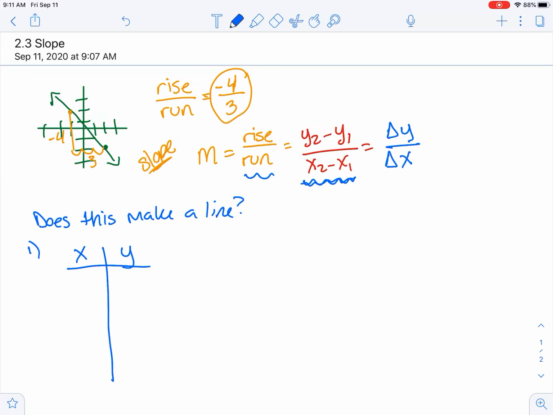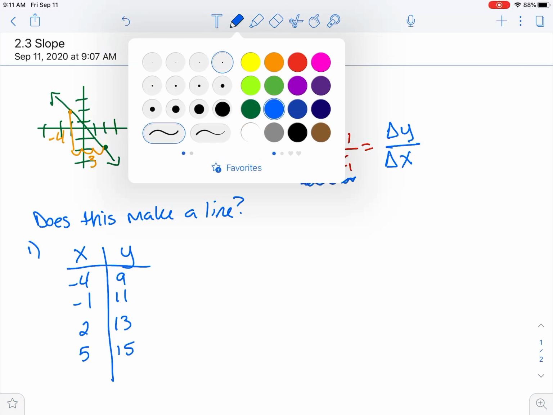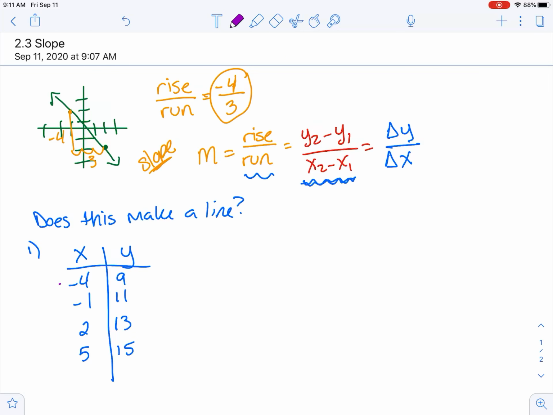So if we have this table, this is our first example. If we have the table -4, -1, 2, 5 for our x's, and then we have 9, 11, 13, and 15 for our y's. What we want to see is, are these moving at the same rate? So if I look at my x's, to get from -4 to -1, I add 3. To get from -1 to 2, I add 3. To get from 2 to 5, I add 3.